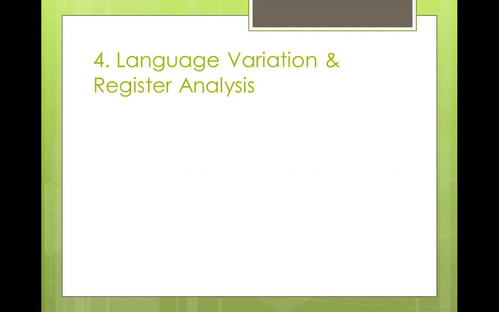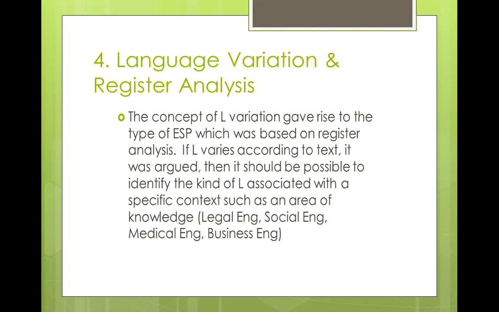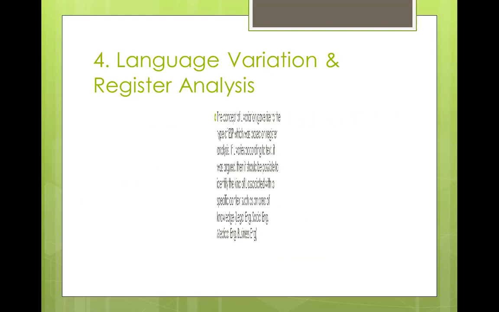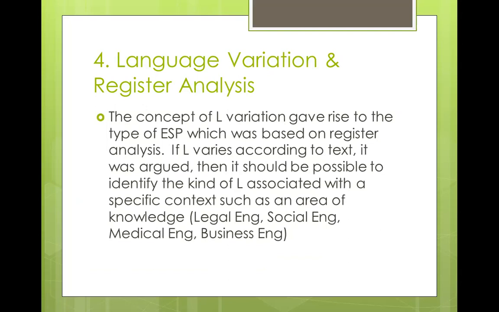The fourth point, language variation and register analysis. The concept of language variation gave rise to the type of ESP which was based on register analysis. If language varies according to the text, it was argued, then it should be possible to identify the kind of language associated with a specific context, such as an area of knowledge: legal English, social English, medical English, and business English.